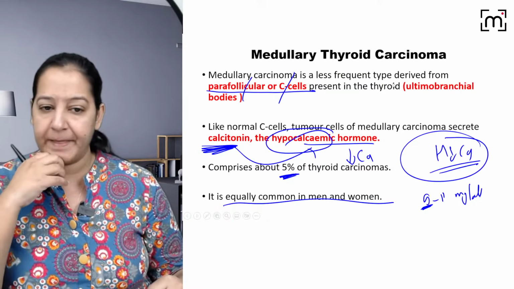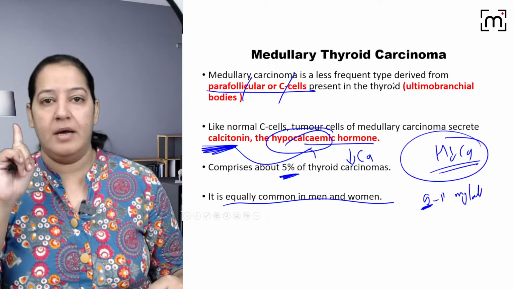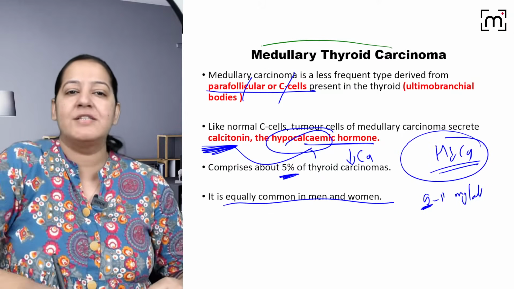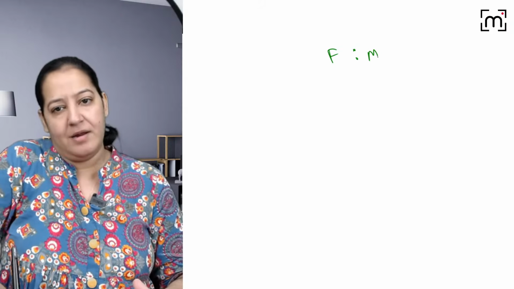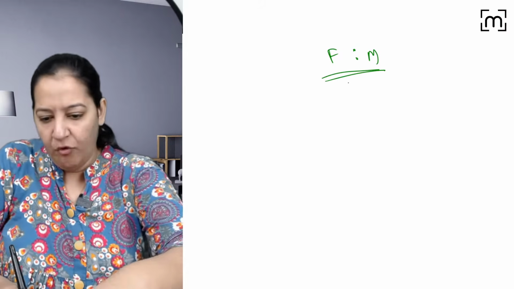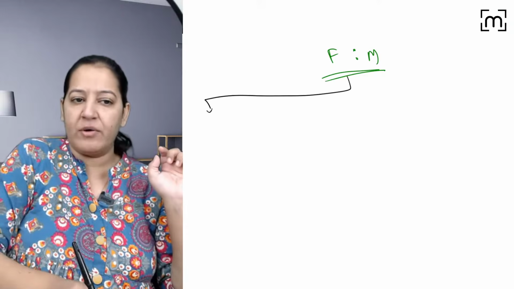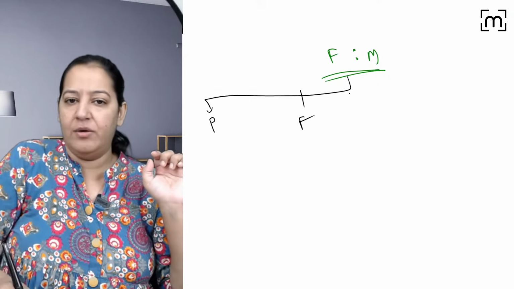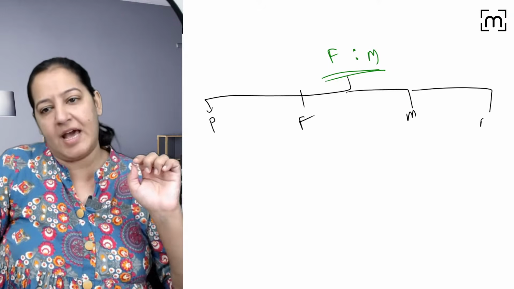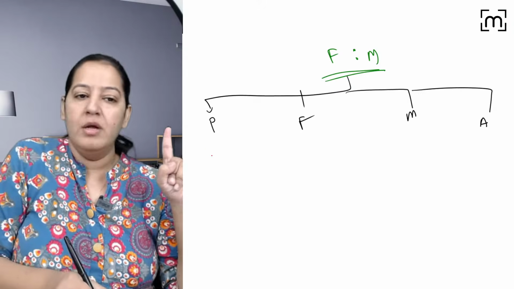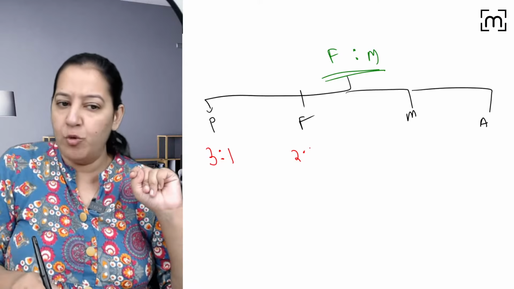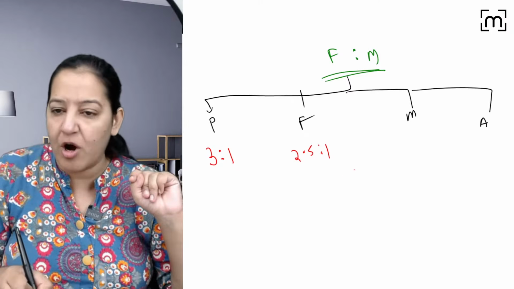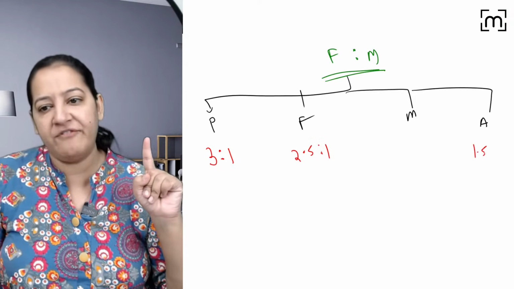Can I go ahead? So only one among the 4 tumors is medullary carcinoma, in which female to male is 1:1. So learn female to male in the 4 types of tumor. Can you tell me the ratio in papillary, follicular, medullary, and anaplastic? Any one of you? In papillary, the ratio is 3:1. In follicular, it's 2.5:1. You have to learn this ratio. In anaplastic, it's 1.5:1.